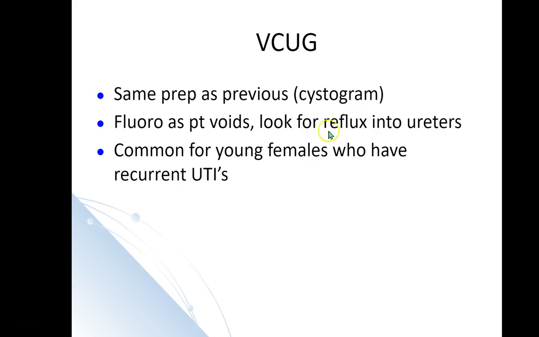And what they're looking for is reflux of urine or contrast back up into the ureters. And that can be a cause of chronic or frequent UTIs. These types of exams, the VCUG, are most often done on children who are having chronic UTIs. And again, we want to evaluate what's causing those UTIs.